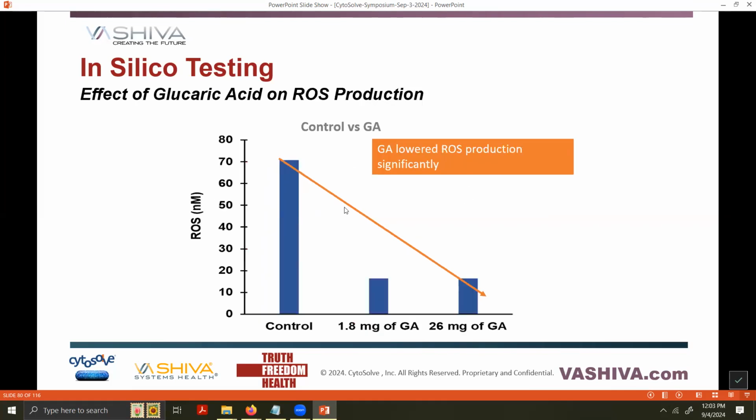The third one is oxidative stress, where we looked at how much ROS production is affected by adding glucaric acid. We noticed that even as little as 1.8 milligrams of glucaric acid, compared to the control, lowered the reactive oxygen species considerably, from almost 70 to 20. It did not really improve if we increased the amount of glucaric acid. So we have a cutoff here. Beyond that, you're just spending money without getting any benefits. So that's the third biomarker.